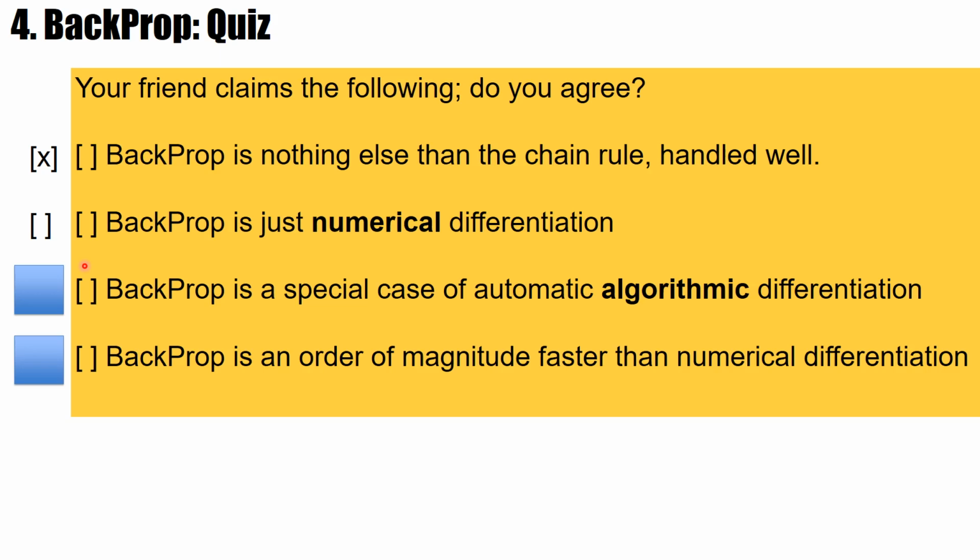BackProp is a special case of automatic algorithmic differentiation. If you believe that this is correct, raise your hand now. And yes, this is correct. Implementing the chain rule in this automatic fashion is basically algorithmic differentiation. BackProp is an order of magnitude faster than numerical differentiation. If you agree, raise your hand now. And yes, this is correct.